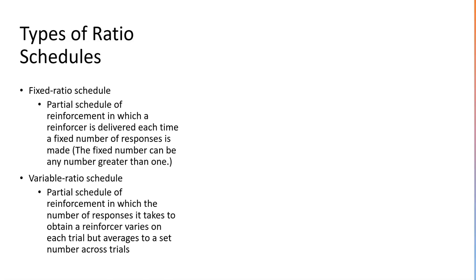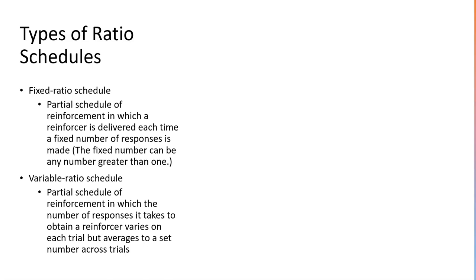So what will happen is they will start off responding moderately, and then as they get closer and closer to 10, they will get kind of excited about it, but generally their responding is pretty consistent. So they know it's about 10, so they're going to hit that bar at a fairly consistent rate until they get their reinforcer. That's a fixed ratio. A variable ratio, the organism wouldn't know how many responses it's going to take.